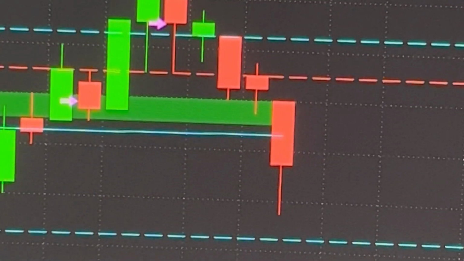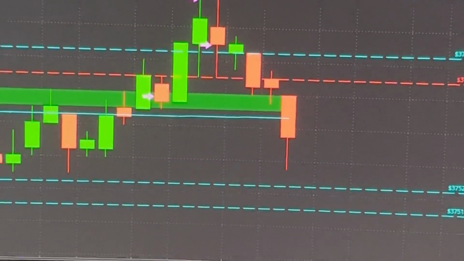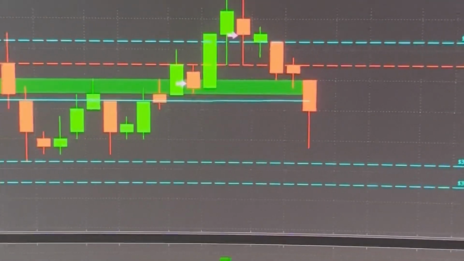You guys see exactly what happened after we sold. Look at that. We sold the top right there, and look what happened. Price retraced down to the support right there, around that 37.52. Look at that. Perfect. Sold the top of that.